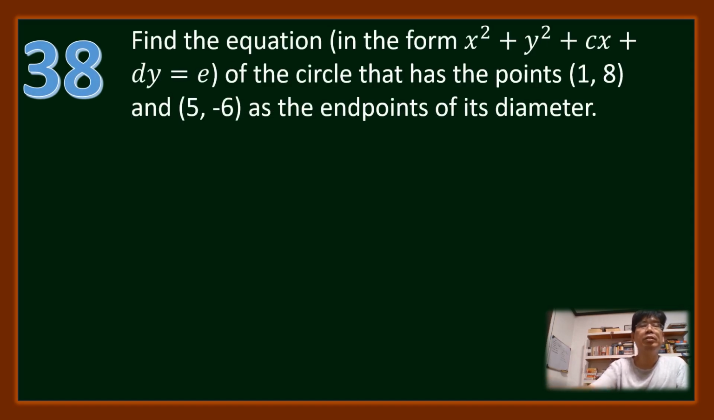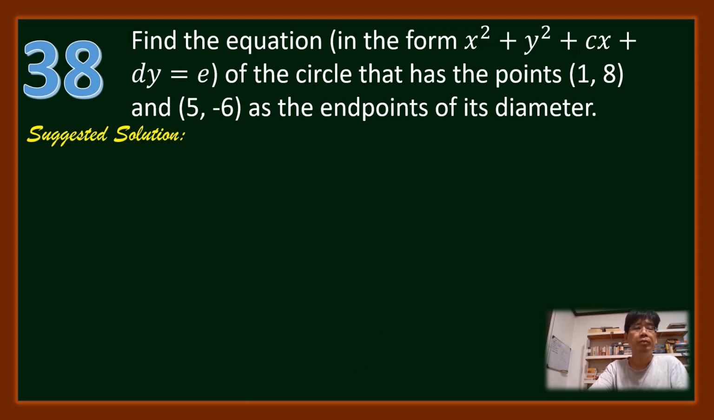Number 38. Find the equation in the form x squared plus y squared plus cx plus dy equals e of the circle that has points 1, 8 and 5, negative 6 as the endpoints of its diameter. For our suggested solution, we will first get the equation of the circle in center radius form, and then from that, we can convert it to the required form.